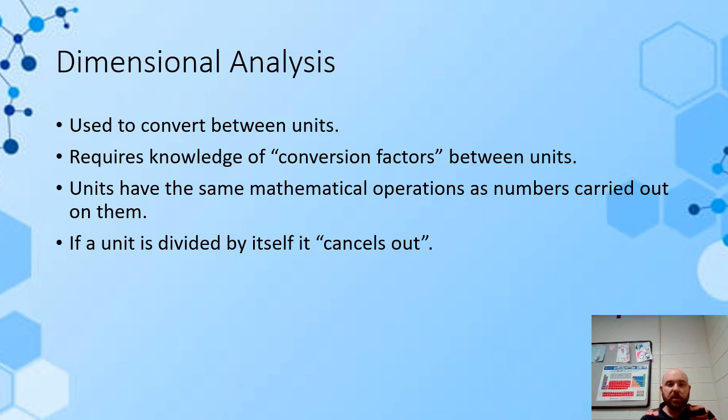It's important to remember that units can have the same mathematical operations as numbers carried out on them. So you can divide units like we've seen in the derived units for density, where we have grams divided by milliliters. Whereas we might read that grams per milliliter, that's still written mathematically like you would with numbers. If a unit, this is the important part, if a unit is divided by itself, it cancels out, essentially becomes one, and we can toss that unit out. And that's how it becomes useful for conversions. We have some examples on the next few slides that hopefully will help you clear this up a little bit.